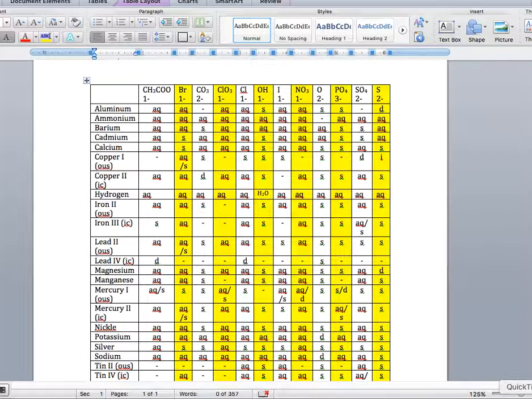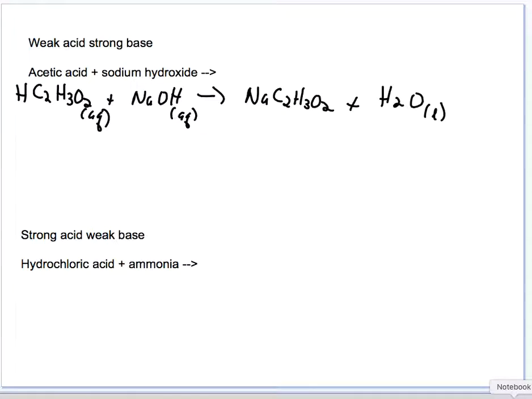So we write sodium acetate as being aqueous right here. Okay, now anything that is a strong acid or strong base will dissociate, but weak acids, which this is weak, this is strong, weak acids don't dissociate hardly at all, so we don't break them apart into our ions. Unlike the strong acids or strong bases, we break them apart. Weak acids we leave together in a net ionic equation.